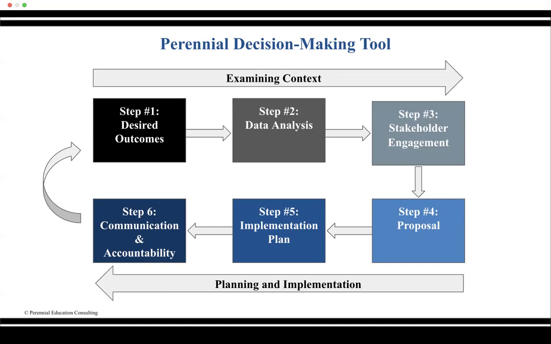And you see that cyclical arrow pointing back to desired outcomes, because really accountability should connect back to the outcomes and the goals that we outlined in step 1. So that's the process and the tool in a nutshell. And obviously, you can look at the tool for the prompts in each one of those steps.